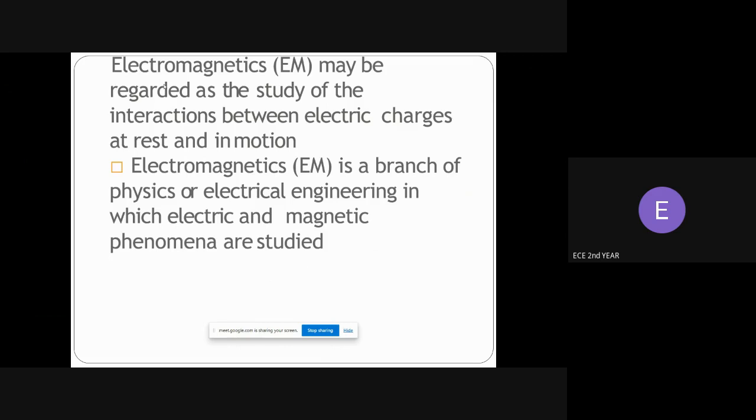and the electric charges may be in two different positions. One is called rest and the other one is called motion. When the electric charges are at rest, the produced electric field is called static electric field. And when the electric charges are in motion, they produce a dynamic electric field. The electromagnetic field is a branch of physics, or a branch of electrical engineering. So we will study electromagnetics in both fields.